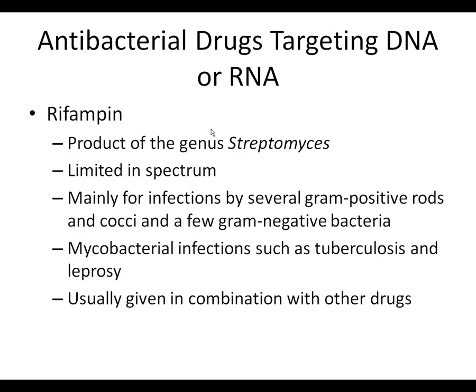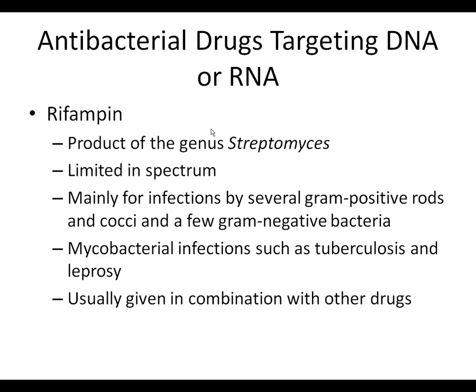Rifampin is another one of the DNA RNA drugs. It's produced by the genus Streptomyces. It is a limited spectrum antibiotic. It's going to be used mainly in the infection of gram-positive rods and cocci and a few gram-negative. It's a mycobactericidal drug. It's going to be effective in the treatment of tuberculosis and leprosy, and it's usually going to be in combination with a number of different drugs like doxycycline, streptomycin, any of those others.